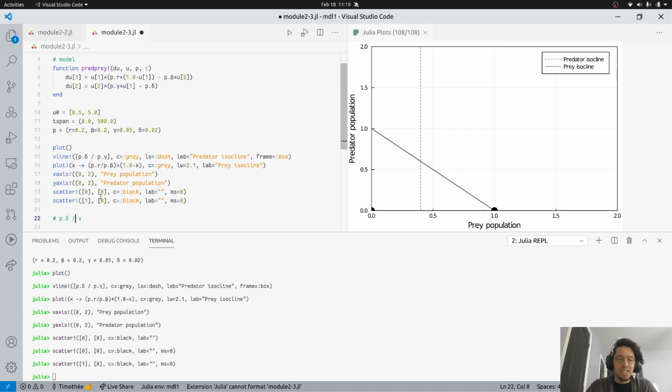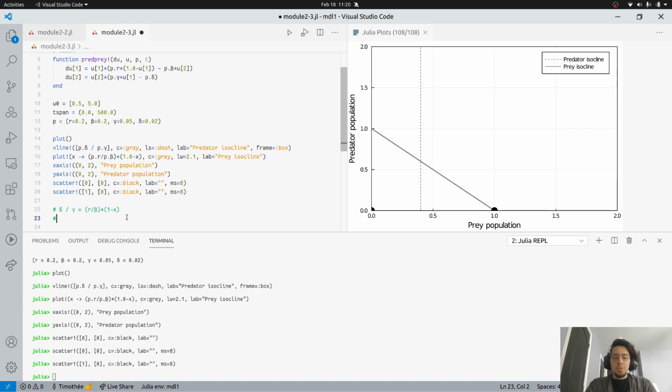So we have delta divided by gamma is equal to the value of x here, which is r over beta times 1 minus x. So we could transform that a little bit. Let me just put parentheses, because it's going to make our lives easier. We have that. And we are going to divide both sides by this thing. So that is beta over r equal 1 minus x.